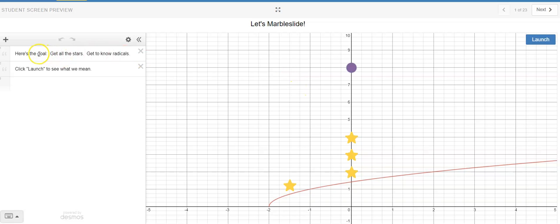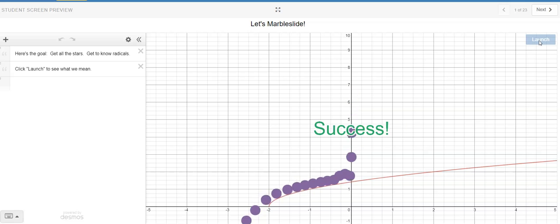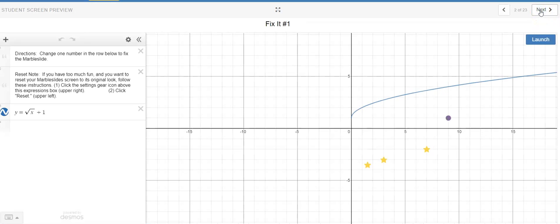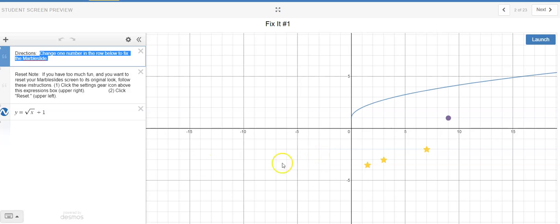The goal is, you'll have directions over here to get all the stars, to get to know radicals. So you click launch. And the marble eats all the stars, and so then you get a success. Your next screen, and the next several screens, I will give you an equation. And the directions are to change one number in the row below to fix the marble slide.